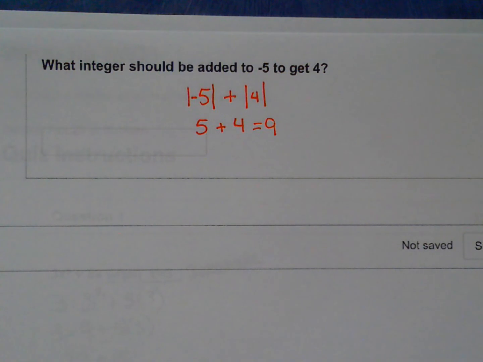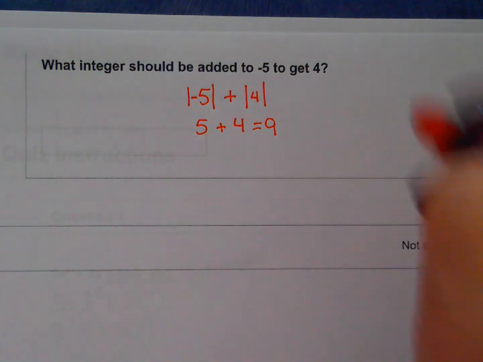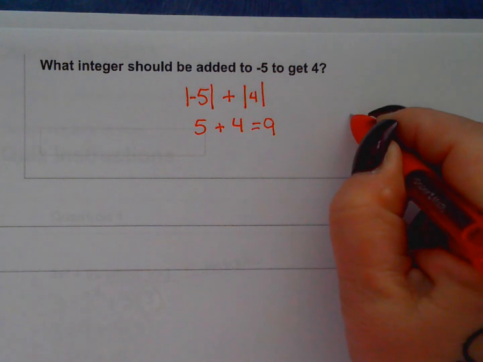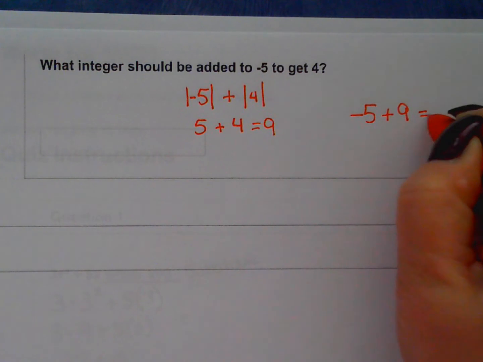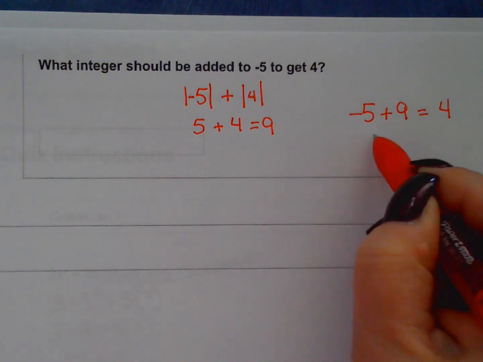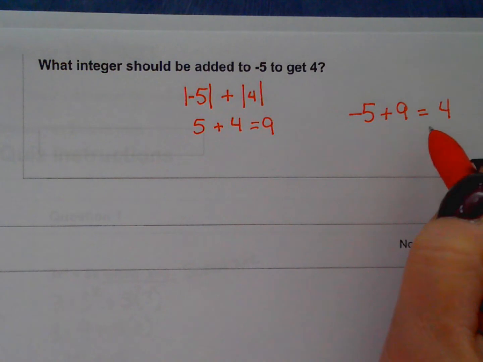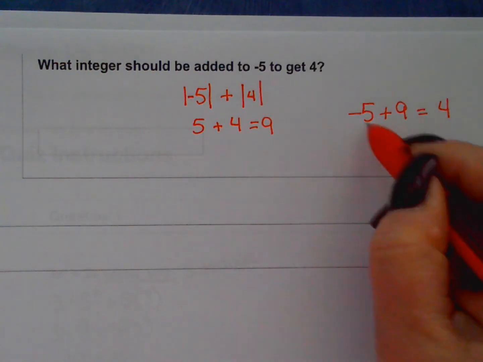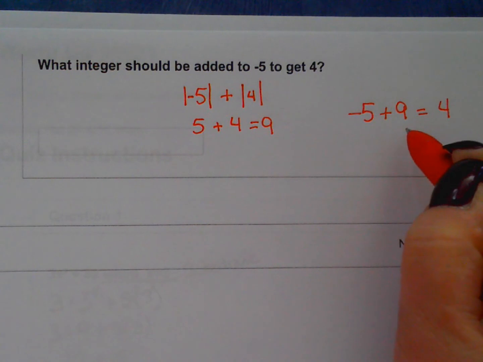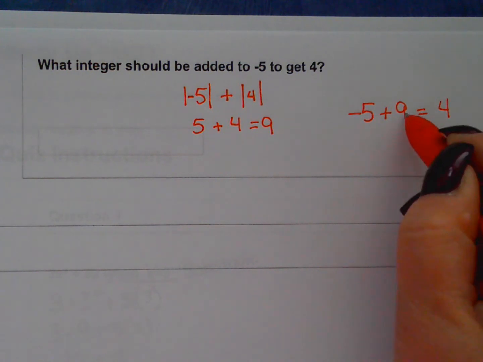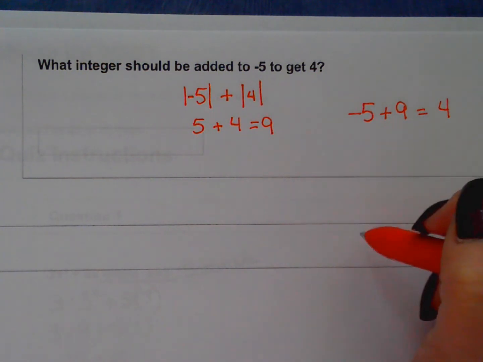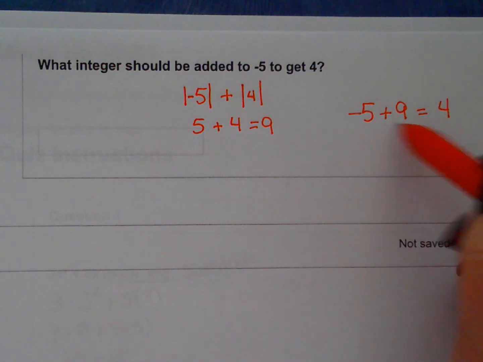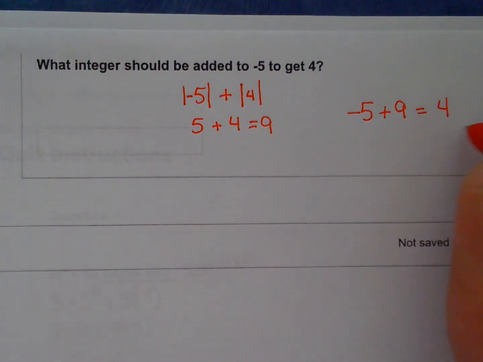Now I'm going to check my problem, okay? So if I check my problem and I fill in, I do -5 plus 9 equals 4. Well, let's check this. And if we check it, it should work out. Okay, when we add and they have different signs, we actually subtract, right? So 9 minus 5 equals 4, and then we keep the sign from the larger number, which is the 9, a positive. So it is indeed positive 4, so it checks. So that's our answer, 9.